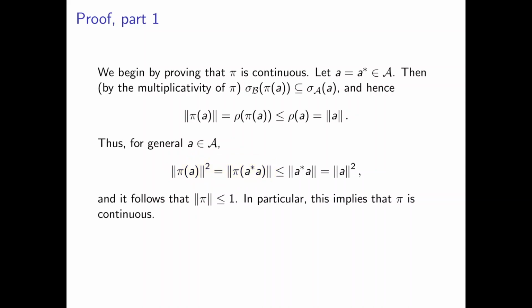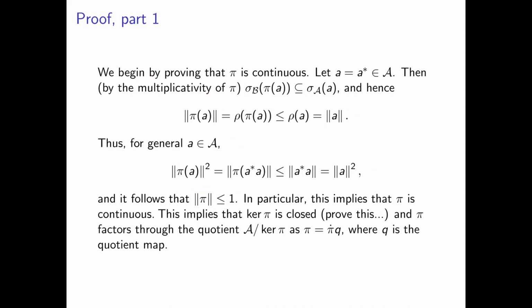But this is, of course, less than or equal to this expression here, because A star A is self-adjoint, and the norm of A star A is just equal to the norm of A squared due to the C-star property again. And thus, it follows that the norm of this map phi or pi is less than or equal to 1. And in particular, this implies that pi is actually continuous.